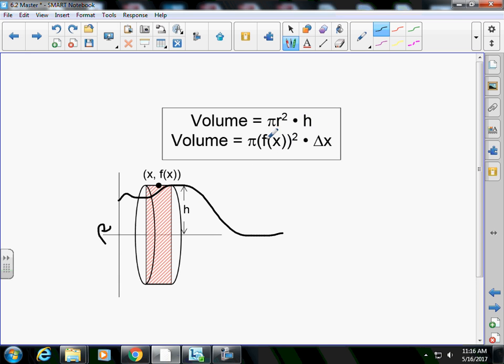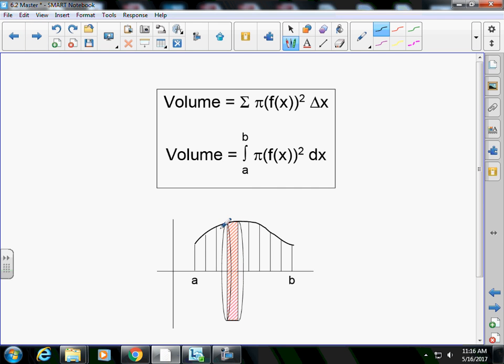Well, the function is my r, or is the height here. And I'm going to have a delta x because I'm going to take this width and make it incrementally small until it's almost nothing. And so it's going to be flat disks that we're going to pile on top of each other. They're going to look something like this.